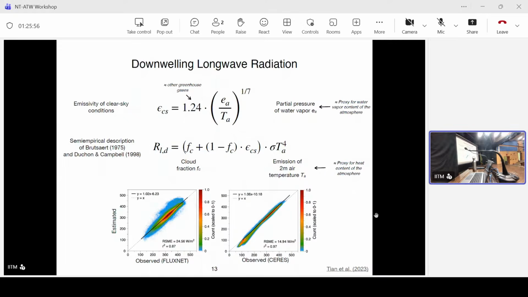So I would interpret it this way: the 2-meter air temperature is a proxy for how much heat is in the atmosphere, like a cumulative measure for how much heat there is. Likewise, the 2-meter water vapor is a proxy for how much water vapor is in the air. Again, they're not exact, but you look at 5, or 5 is not shown here.